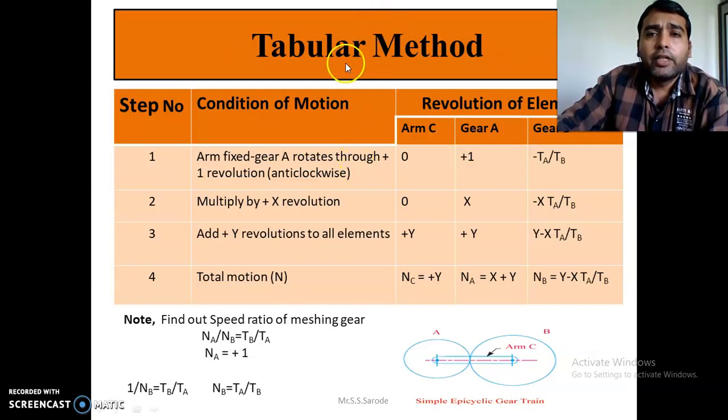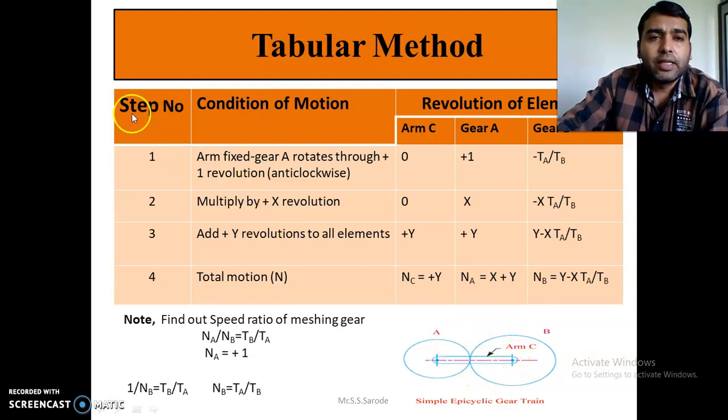Now the tabular method is required to solve the epicyclic gear train. So before solving the numericals, what is the tabular method? The tabular method has three columns: step number, condition of motion and revolution of element. This is common for all the numericals of the epicyclic gear train, except that the revolution of element is different according to the construction of the epicyclic gear train.